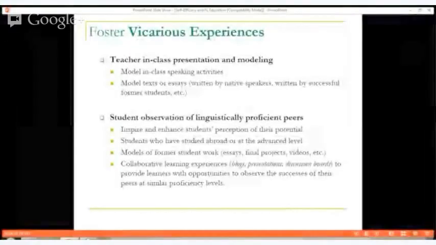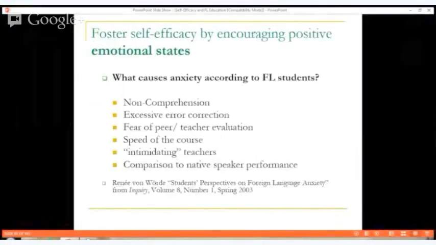Oh, I skipped something. What causes anxiety according to foreign language students? So we want to foster and encourage positive emotions as opposed to negative, right? So what causes anxiety? Non-comprehension. They don't understand. It's over their head, right? So the language level that you've chosen, the text that you've chosen, is beyond what they're capable of comprehending. That's going to cause anxiety.